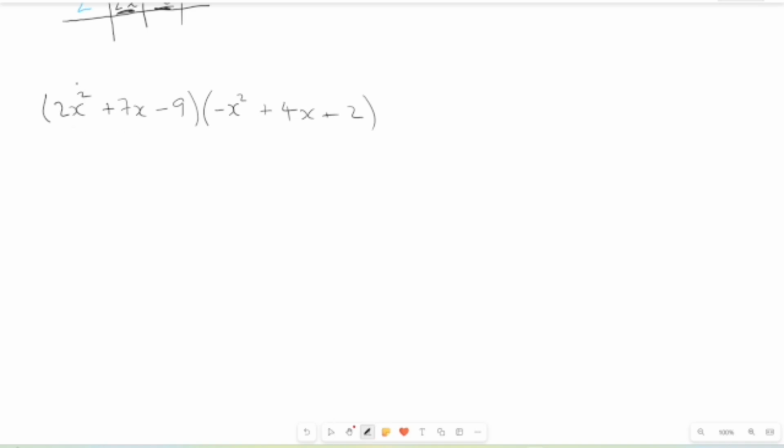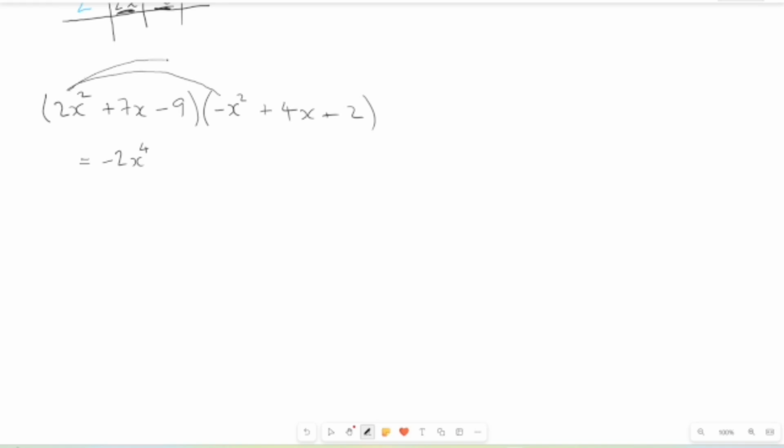That's always the case. So we'll start with the 2x squared and we'll multiply that by the first element of the second bracket, which is minus x squared. Going to need a bit more room here. 2x squared times minus x squared gives us minus 2, and an x squared times an x squared gives us an x to the power of 4. So that's done that. I'm going to put the lines in, but you'll see it can get quite messy.